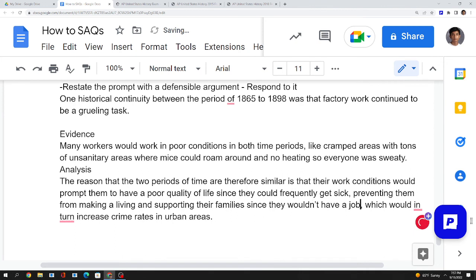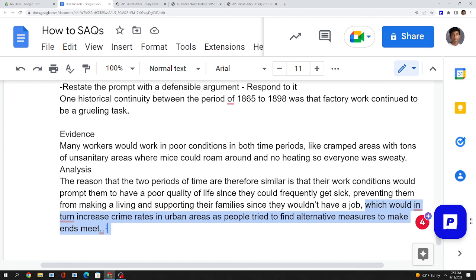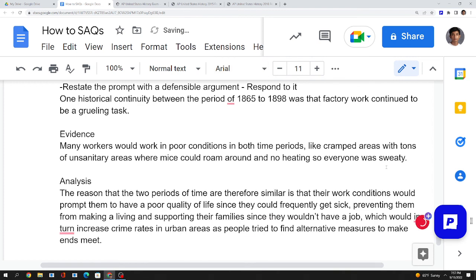See, that's one analysis right here, right? But then which in turn would increase crime rates in urban areas as people tried to find alternative measures to make ends meet, right? That is another additional supporting type of analysis right there. Because they say, hey, look, this is effect 1 here, and this is effect 2 here. I'm 100% certain the AP graders are going to go crazy over something like this, okay? So if you can pack more analysis into what you got, do it. And remember, the analysis is the effects of everything.